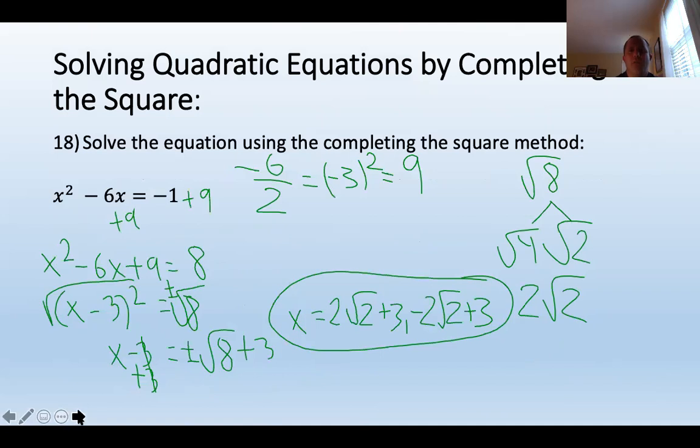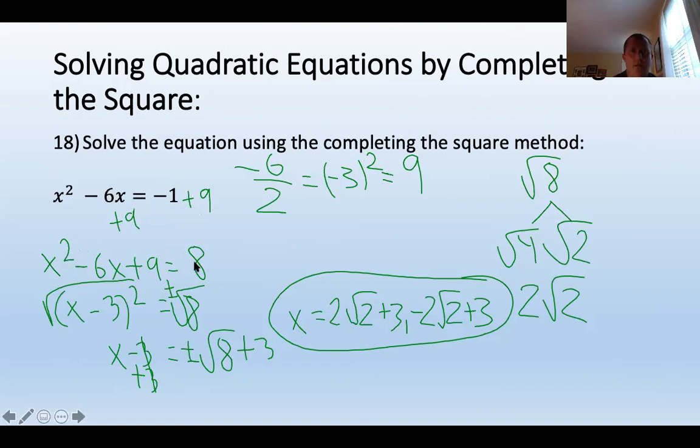The next problem says, solve the equation using the completing the square method. Now this is already set up for you because the constant term is already on the opposite side of the quadratic term and the linear term. We just need to take half of negative 6. Negative 6 divided by 2 is negative 3, and then square it. Negative 3 squared is 9, so 9 has to get added to each side. You have x squared minus 6x plus 9 equals negative 1 plus 9 is 8.